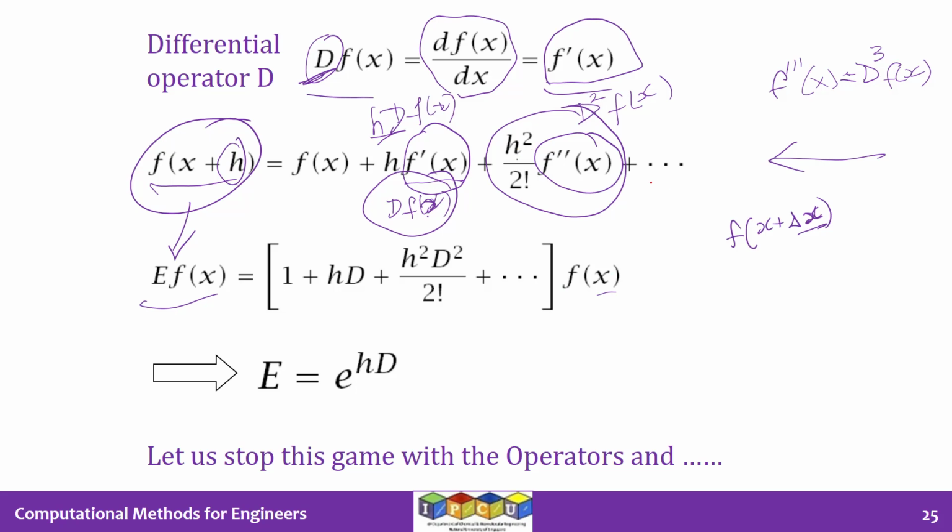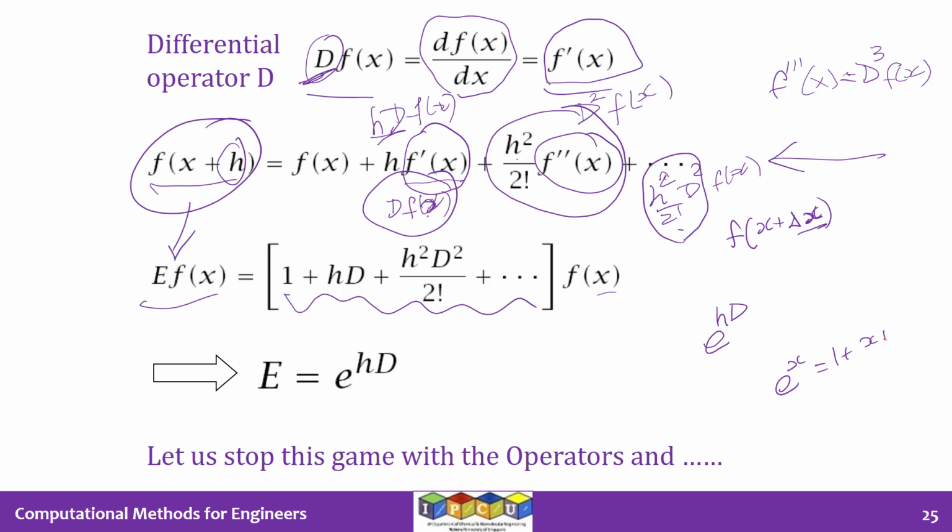So this one is h squared by 2 factorial D squared f of x. And since I've taken f of x outside as a common thing, what you have left to be included in the brackets is h squared D squared by 2 factorial and so on. And we can readily see what is inside the square brackets is nothing but e to the power of hD, because remember e to the power of x is 1 plus x plus x squared by 2 factorial, etc.